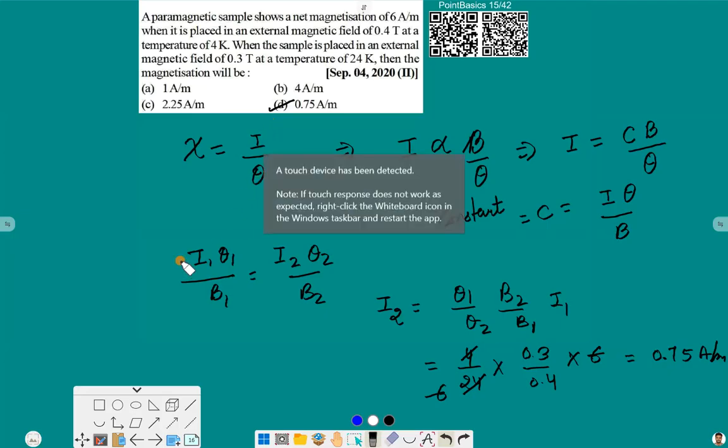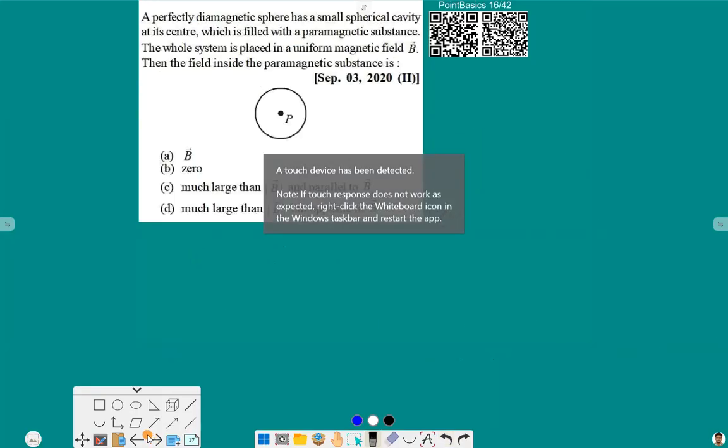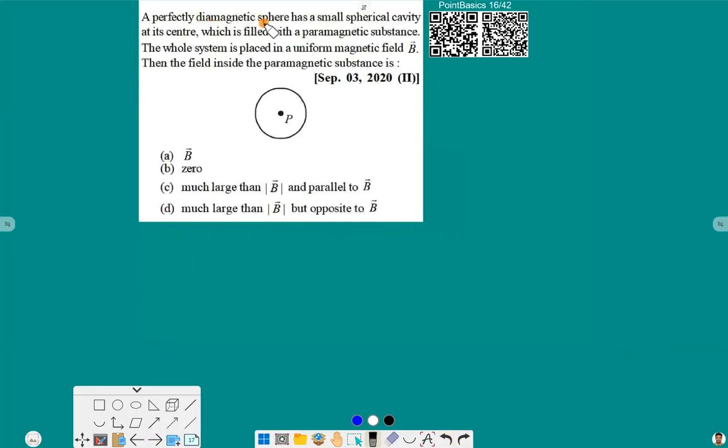Moving to the next one. A perfectly diamagnetic sphere has a small spherical cavity at its center, which is filled with paramagnetic substance. The whole system is placed in a uniform magnetic field B. Then the field inside the paramagnetic substance is. Now, as per the statement, consider this small black dot at the center is the paramagnetic substance which is filled inside the cavity.